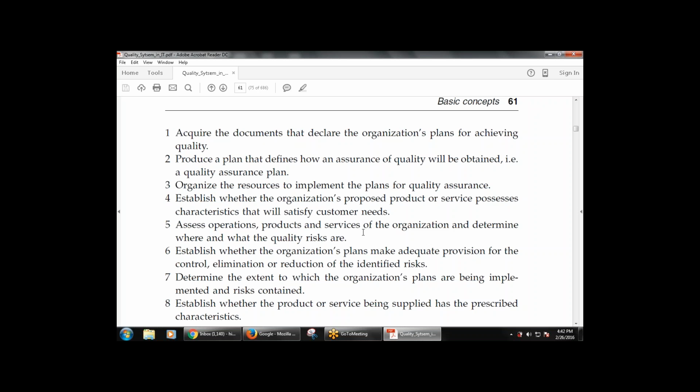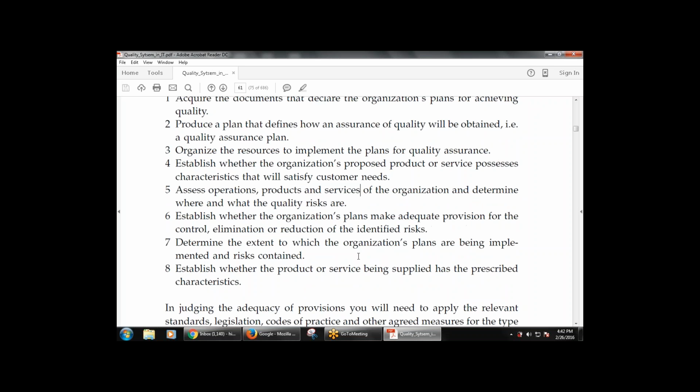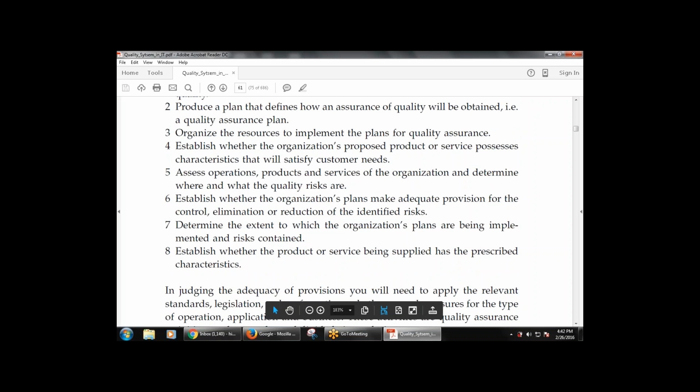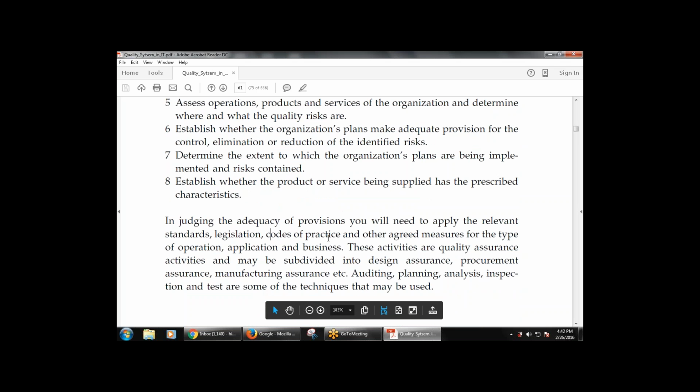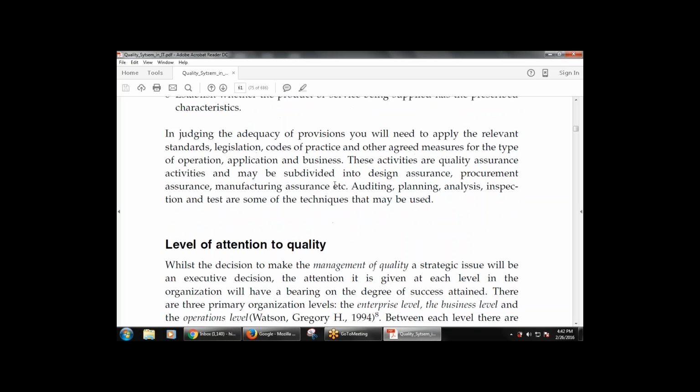Then establish whether the organization plans to make adequate provision for the control, elimination or reduction of the identified risk. Then establish whether the product or the service being supplied has the precise characteristics or not. So whether the product or services have the prescribed characteristics or not. In judging the adequacy of the provision, you will need to apply the relevant standards and legislation.